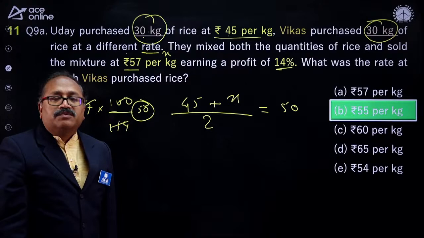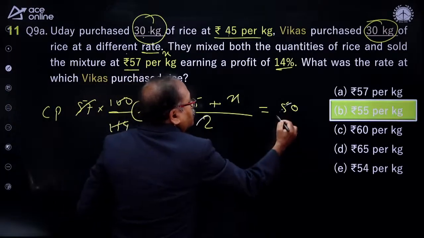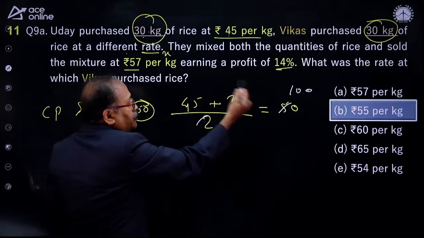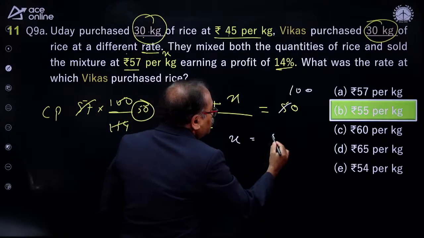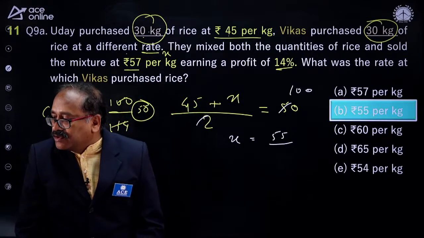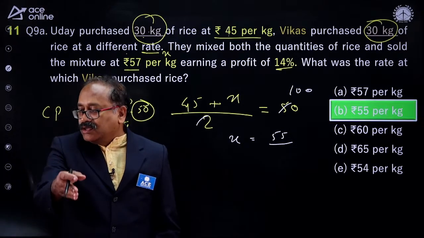That's all. The moment you understand this part, the rest is a fraction of a second, you can answer it. It's a simplification only. So this is 100. If you take the 45 to the other side, you get x is 55. So Aman ji answered. Yeah, Sumit Pawar ji. Okay, that's right, my young friend.